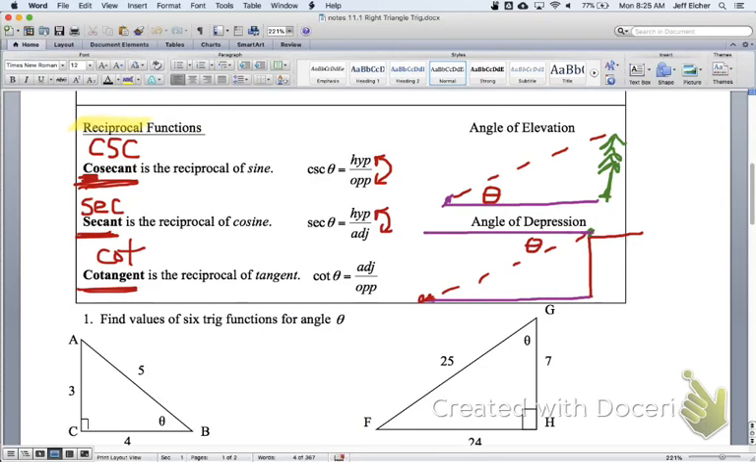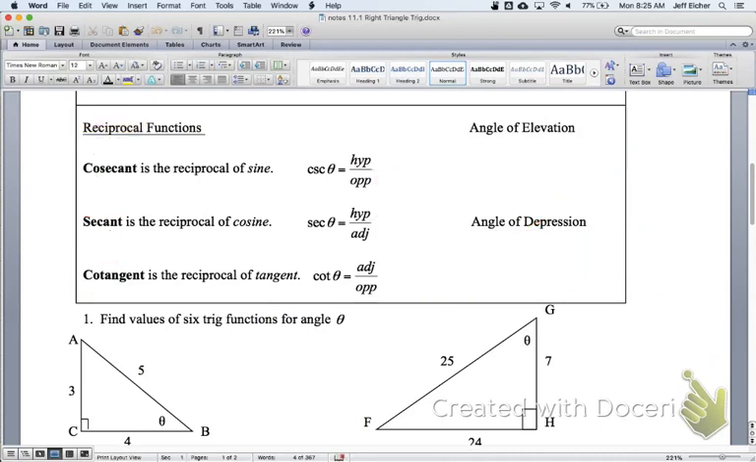Notice, if you remember alternate interior angles from geometry or math 2, alternate interior angles are congruent when you have parallel lines, and these two purple lines here are parallel. So the angle of elevation, the one down here, is congruent to the angle of depression, the one up here. The main thing you have to be careful about is not to say this angle. That angle doesn't have a name. That is not the angle of depression. Okay, so let's check out some examples here.